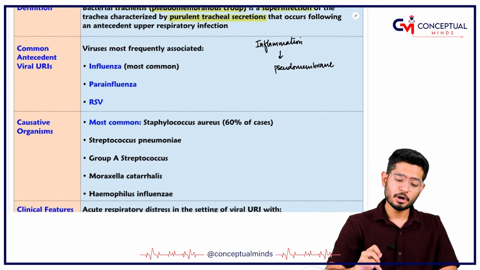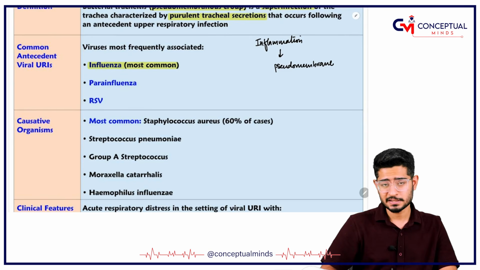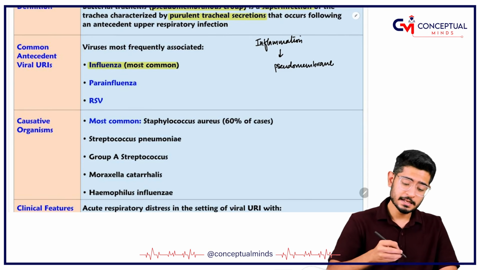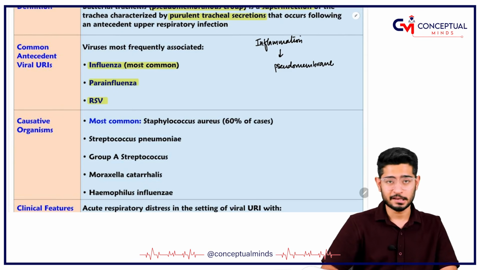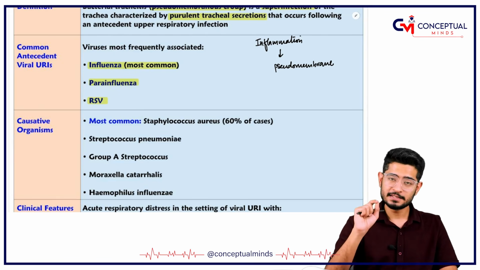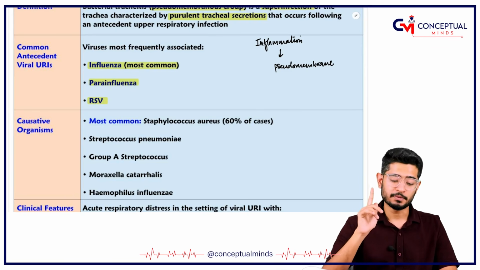So what are the most common infections? Please remember, influenza is the most common infection responsible for causing tracheitis. Next comes parainfluenza and respiratory syncytial virus. So just three things you have to remember: influenza, parainfluenza and respiratory syncytial virus. These are common in pseudomembranous croup.